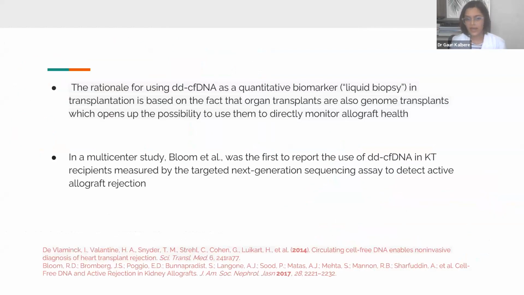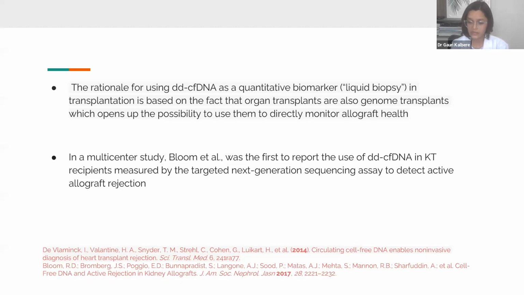So what is the rationale for use of this quantitative so-called biomarker? It's called liquid biopsy, as we say, in which transplantation is based on the fact that organ transplants are also genome transplants, which opens up the possibility to use them to directly monitor allograft health.